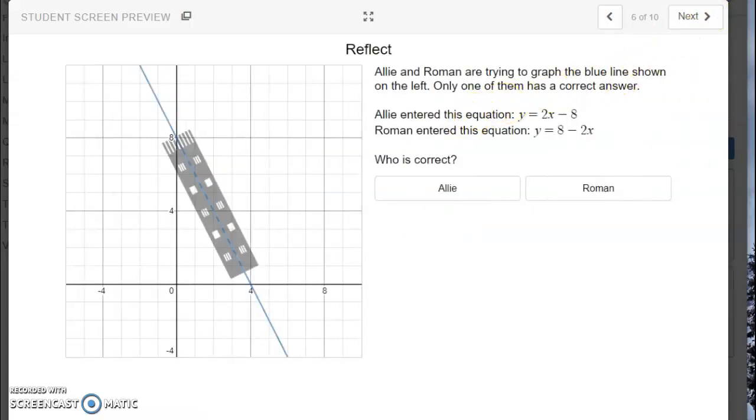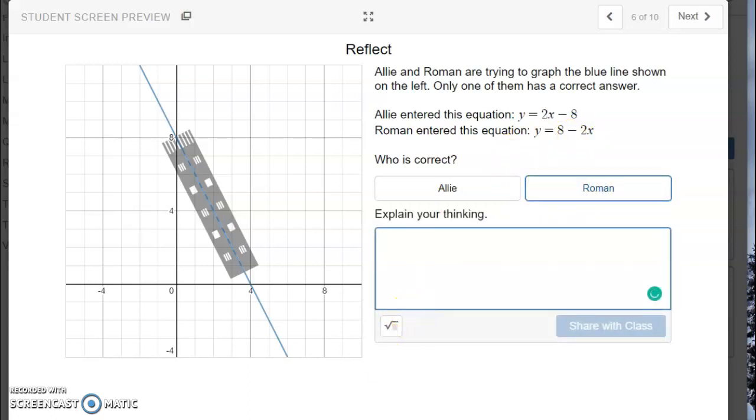And then finally this one. Use the same process. Ellie and Roman are trying to graph the blue line shown on the left. Only one of them has the correct answer. Which one is correct? So 2x minus 8 or 8 minus 2x. In this case, the slope is negative 2 and the y-intercept is positive 8. In this case, the slope is 2 and the y-intercept is negative 8. Does the slope look like it should be negative or positive? It should be negative because it's decreasing from left to right. So I would say Roman is correct. And there we go.